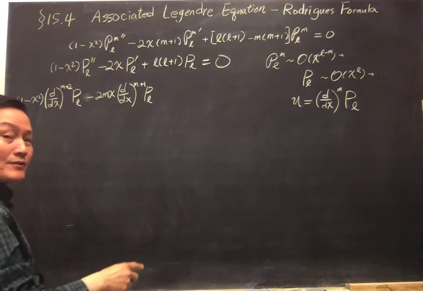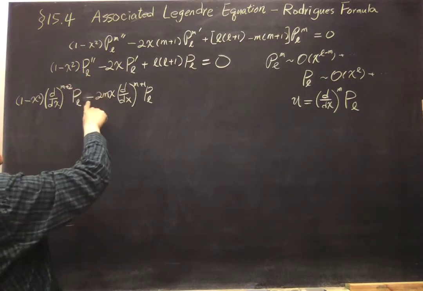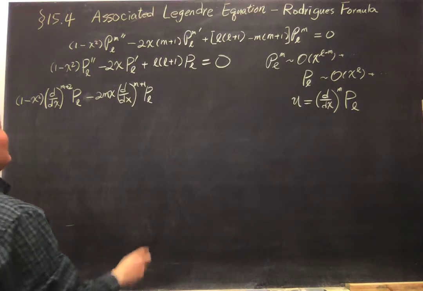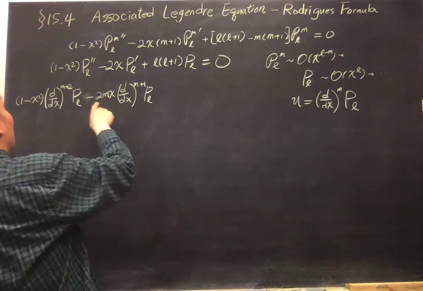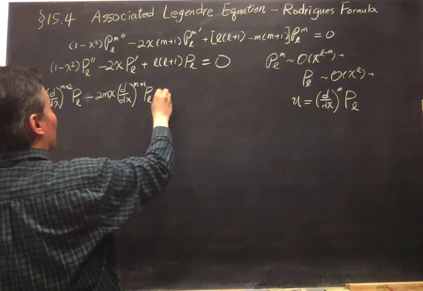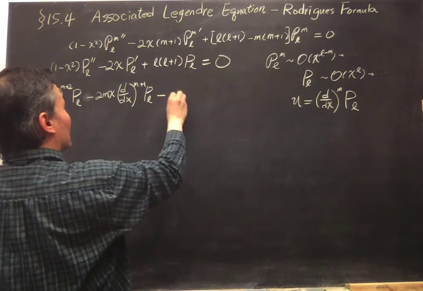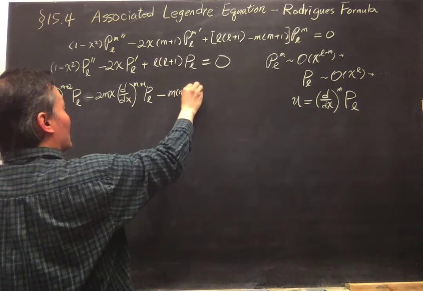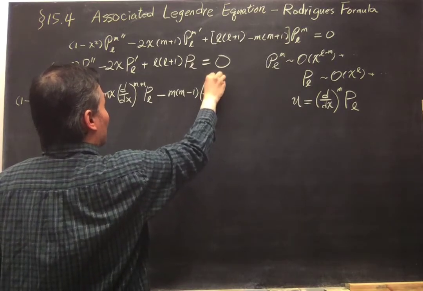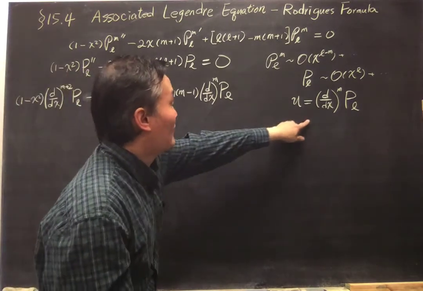Now the coefficient is m times (m minus 1) divided by 2, and the second derivative is taking another derivative of this factor, which will give minus 2, because this is the coefficient. The 2 cancels with the 2 in m times (m minus 1) divided by 2. So you have minus m times (m minus 1) times d/dx to the power m of P_l. All this is coming from taking m derivatives of this term.